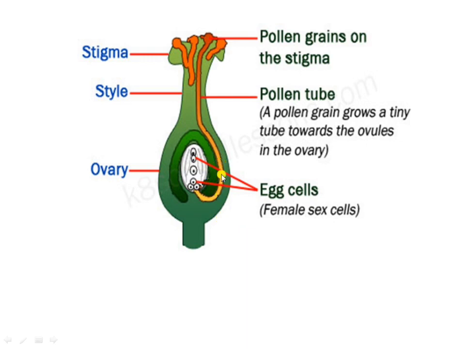Here the male gametes come from the pollen grains, and the egg cells present in the ovule are the female gametes. When the male gamete and female gamete fuse with each other in the ovule, they form a zygote. That zygote formation is known as the fertilization process. When the male gamete fuses with the female gamete to form a zygote, that is fertilization.